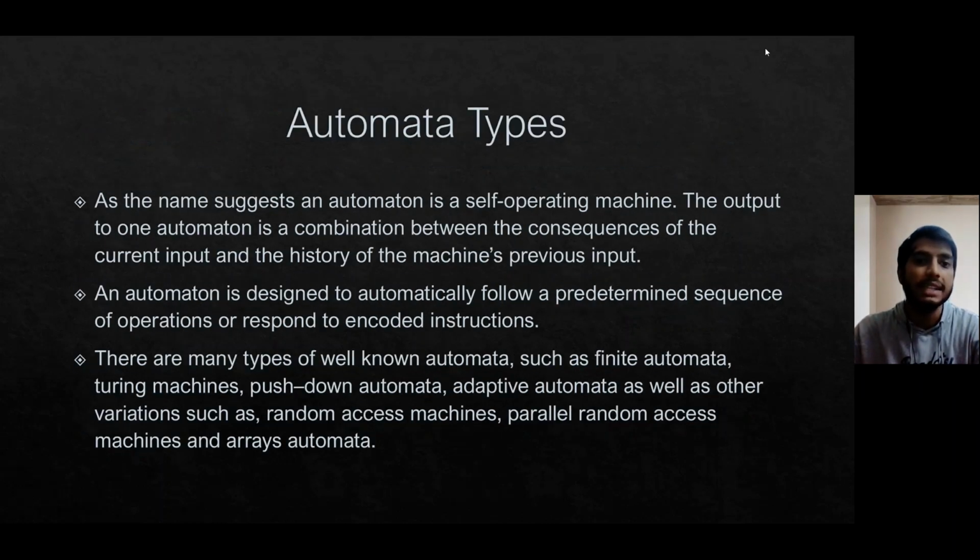Automata types. As the name suggests, an automaton is a self-operating machine. The output of one automaton is the combination of the consequences of the current input and the history of the machine's previous inputs. An automaton is designed to automatically follow a predetermined sequence of operations or respond to encoded instructions. There are many types of well-known automata, such as finite automata, Turing machines, push-down automata, adaptive automata, as well as other variations such as random access machines, parallel random access machines, and array automata.